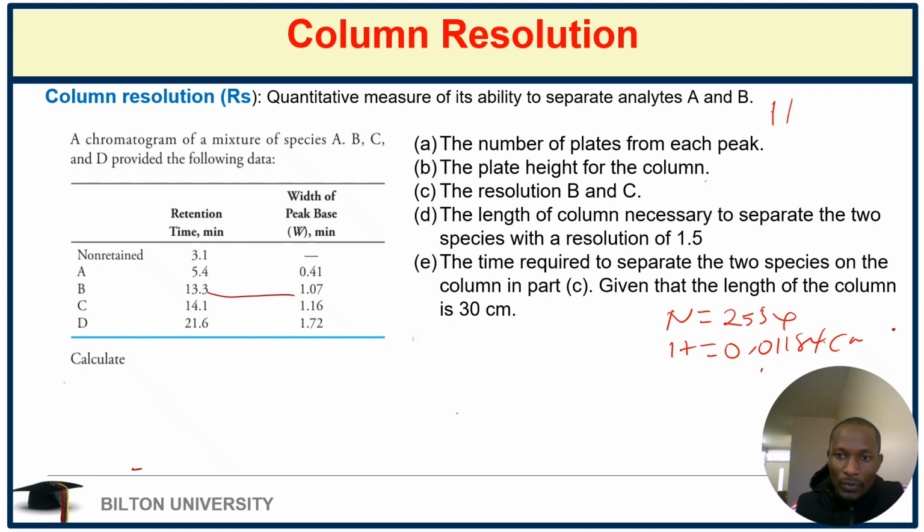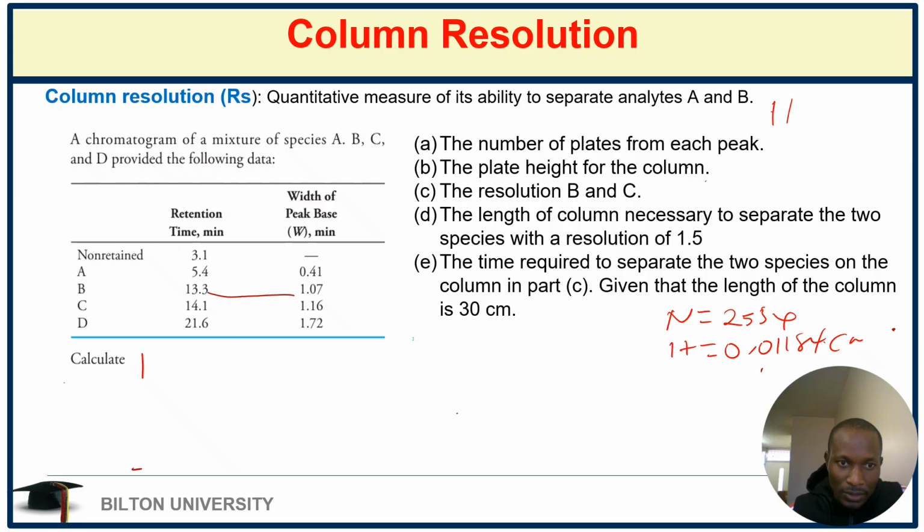So normally when we calculate the resolution, we have to compare two analytes. Remember we said column resolution is the quantitative measure of the column's ability to separate two solutes A and B, or X and Y. So that is why we can calculate the resolution of two components, like in this case, we can calculate for B and C.